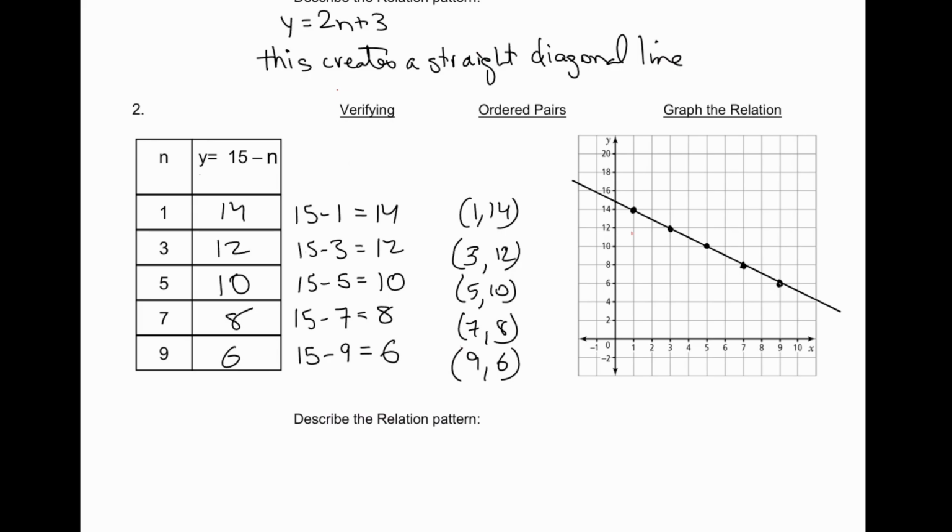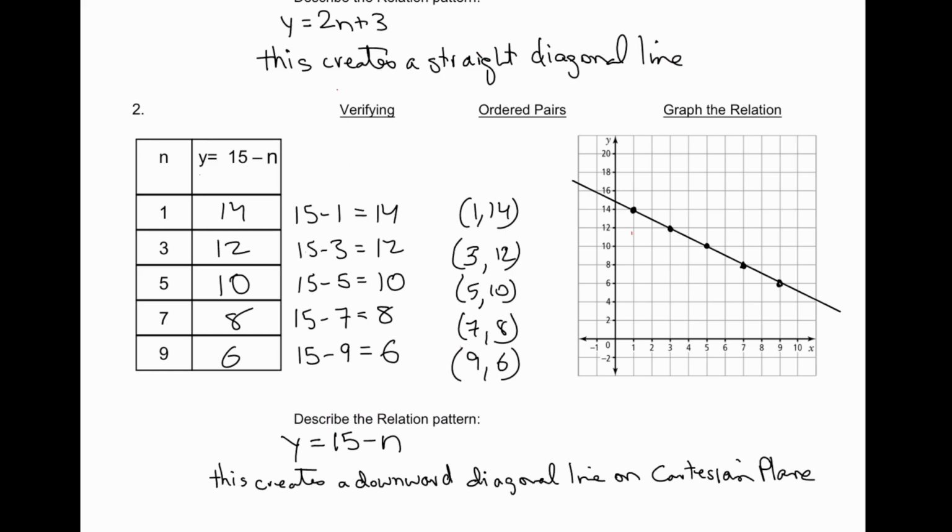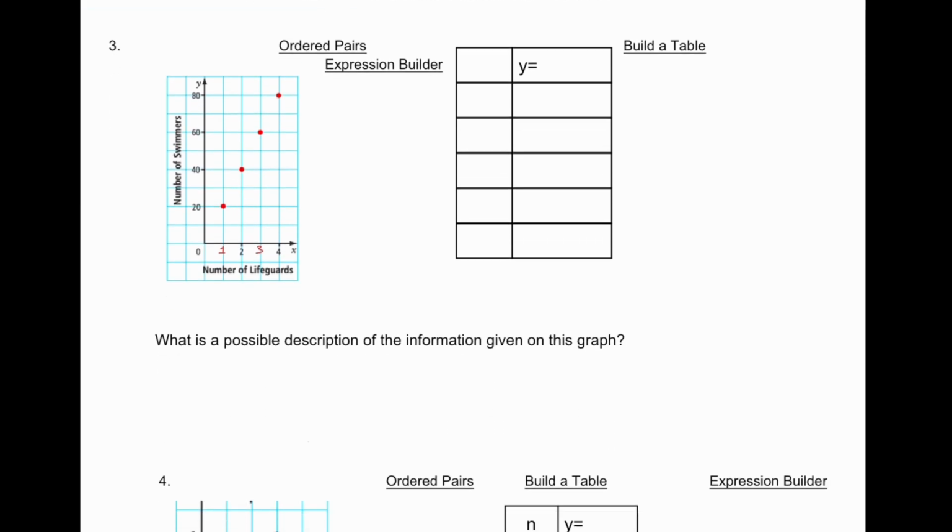Okay, this time we can say again, describe it. We can use the easy one, y equals 15 subtract n, or we can say this creates a diagonal line on the Cartesian plane pointing down. There we have it. All right, now another way we can do this is we can kind of go in reverse. So we could have a graph that's plotted, and we could take the ordered pairs, and then we can make the table. That sounds really fun. Let's look at that. All right, here we go.